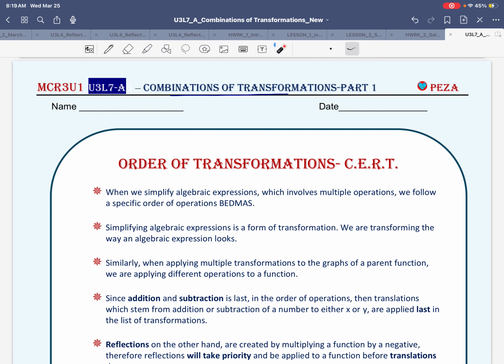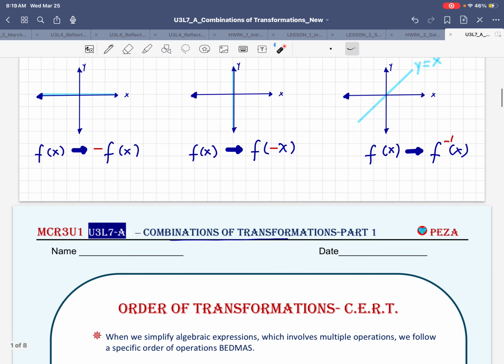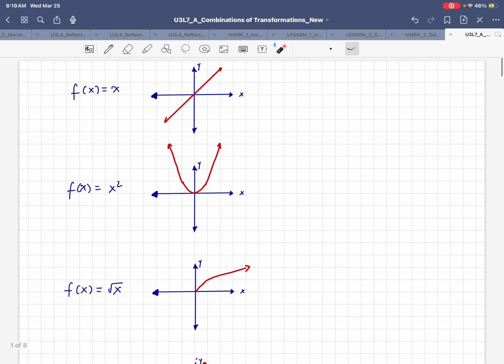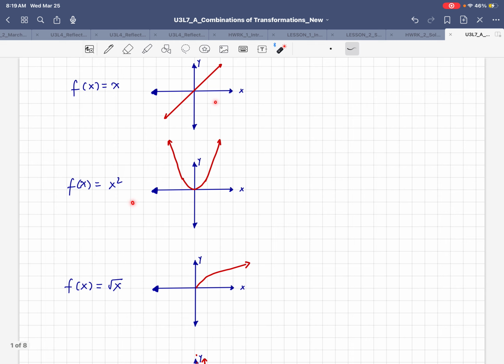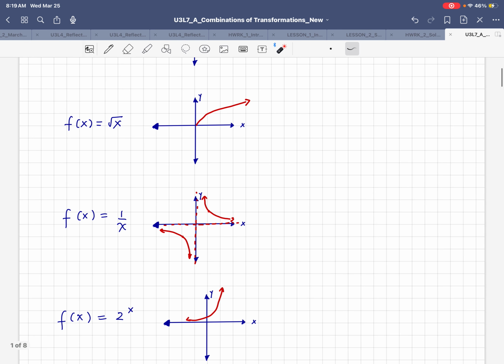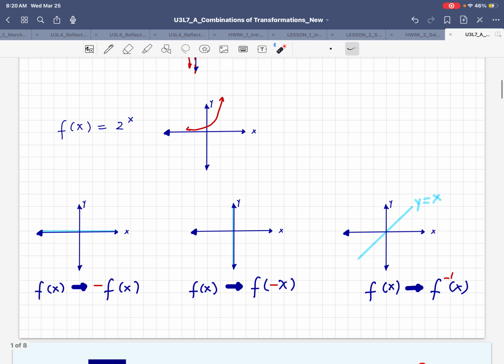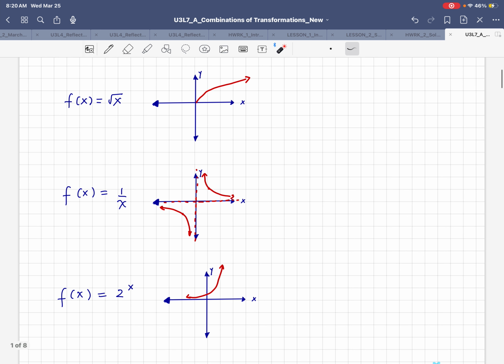In this lesson, we'll look into combinations of transformations. Recall that so far we've been introduced to parent functions: the linear, quadratic, square root, reciprocal, and the exponential functions, which are basically in the form b to the power of x. We've discussed that in detail. And we've also looked into the transformations of functions, and we started with translations of functions.